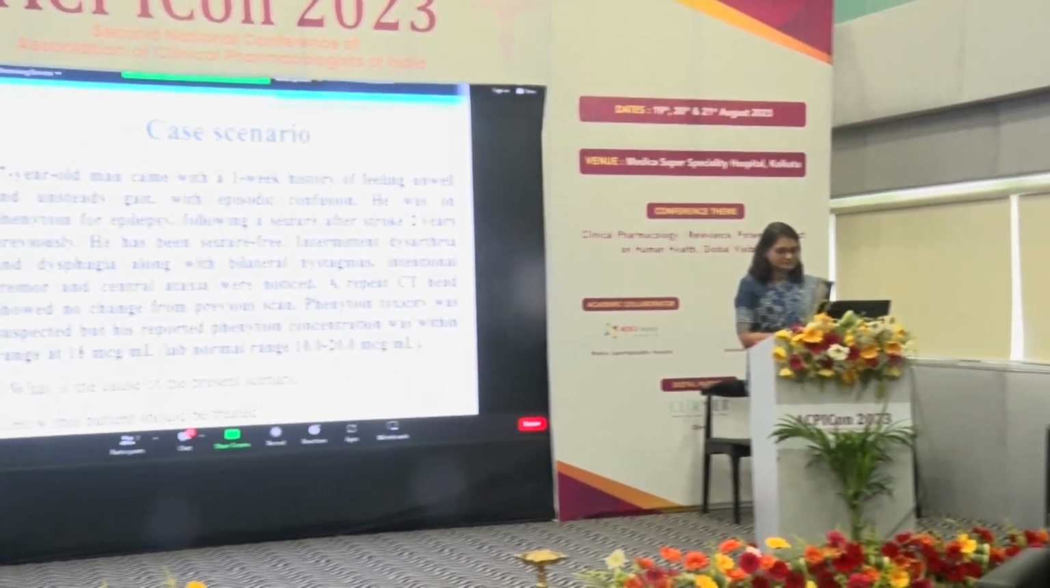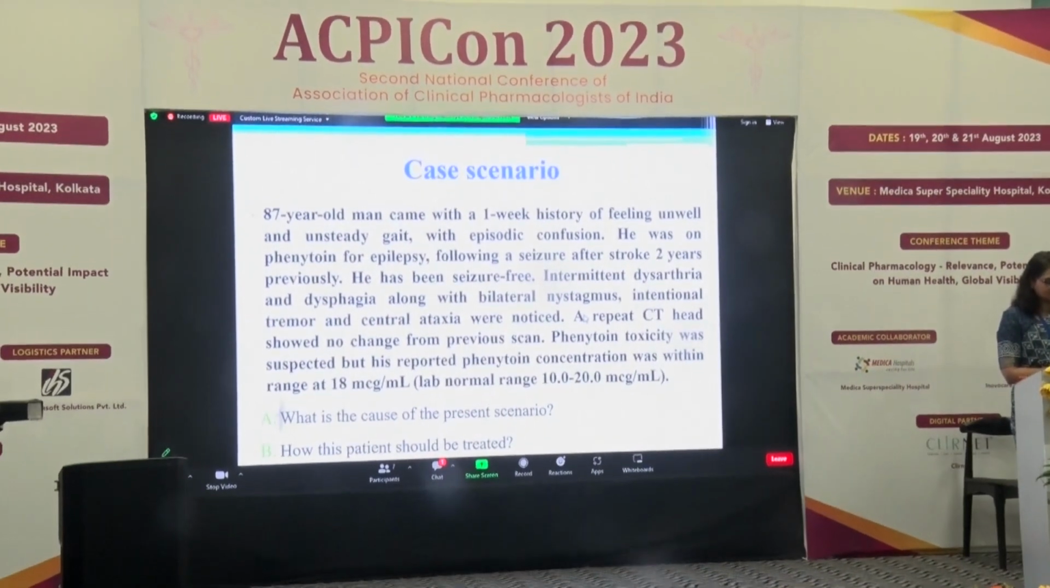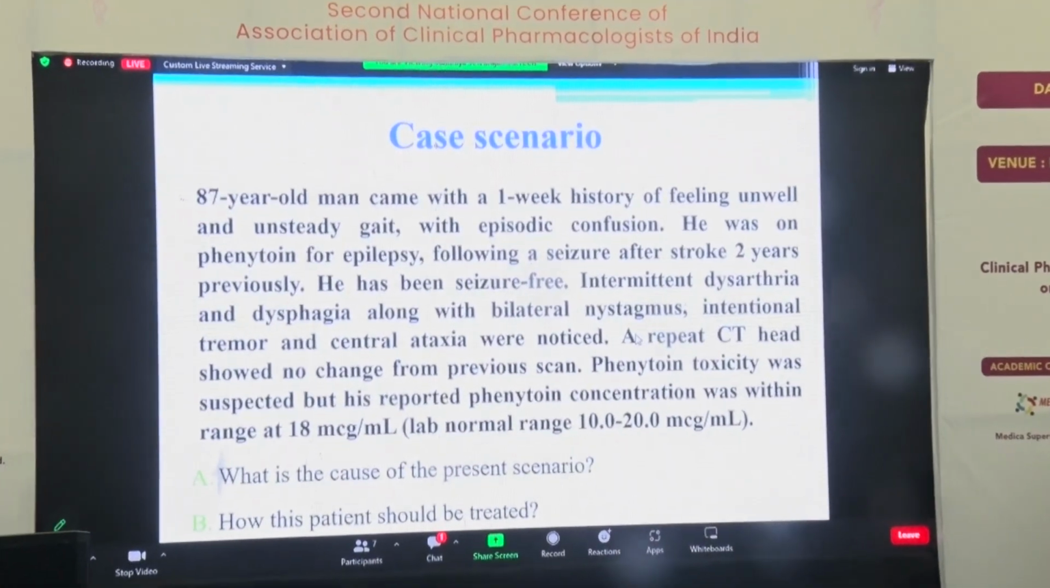But here the phenytoin level was well within the normal range, but the albumin level was lower. He was not feeling well for the last one week, and he was having dysphagia, so probably he was not taking food properly. Some sort of undernourishment must have led to this low albumin level.